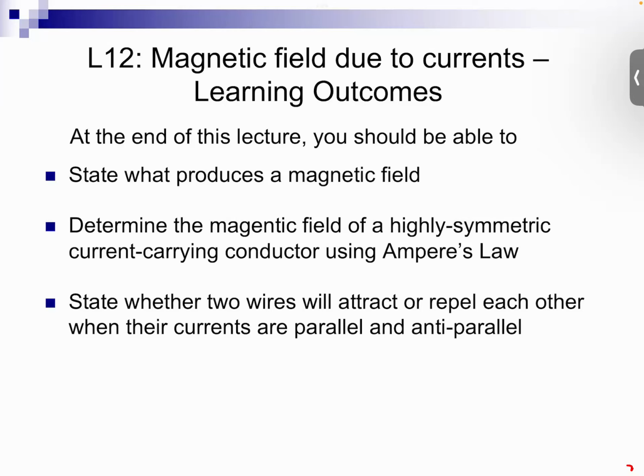In today's lecture, we will learn that currents themselves generate magnetic fields around themselves. We essentially state that currents produce magnetic fields, and from that concept, we will try to determine the magnetic field that's generated by a current carrying wire, and we will use what we call Ampere's law to determine the magnetic field created by currents. And then from there, we'll look at what happens when two wires that carry currents are placed next to each other.